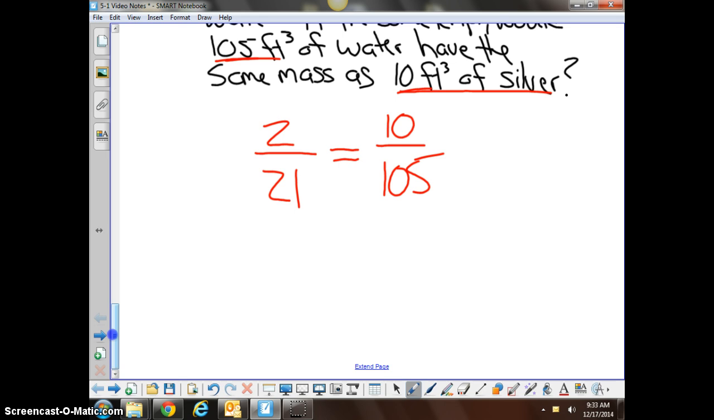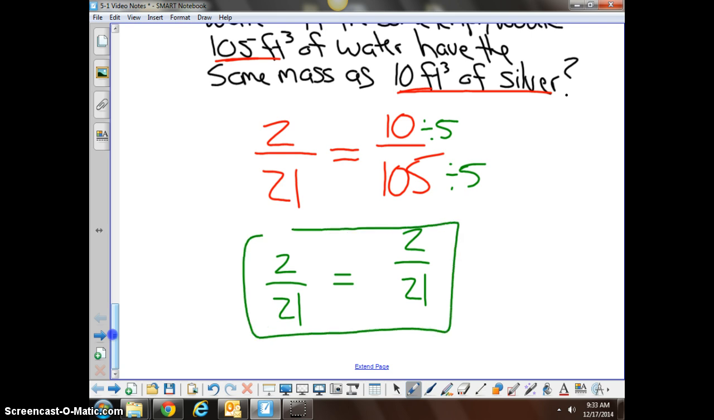So 2 over 21, reduced in simplest form. We're going to do our proof to figure out if these ratios are the same. 10 over 105 do have common factors. We can use 5. 2/21 is reduced. 10 divided by 5 is 2. 105 divided by 5 is 21. Voila! These are reduced down in the simplest form.